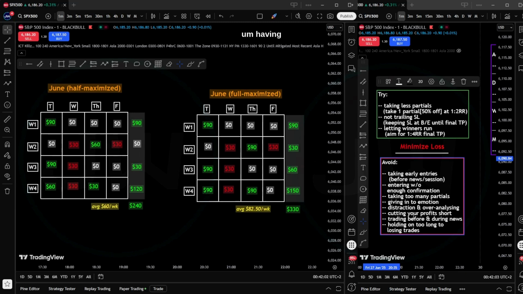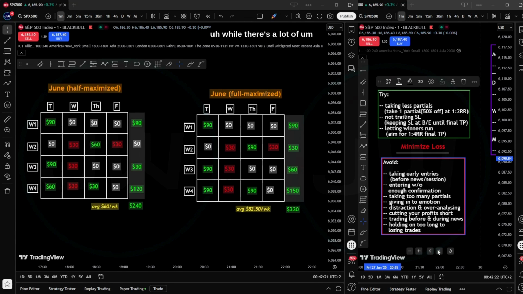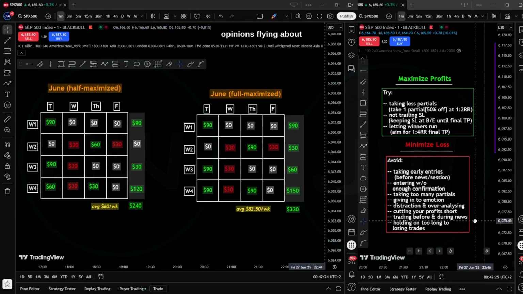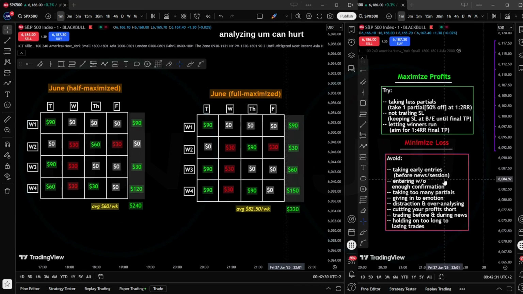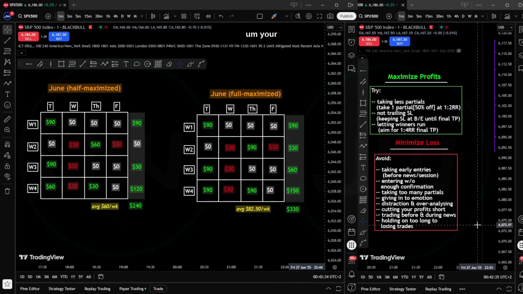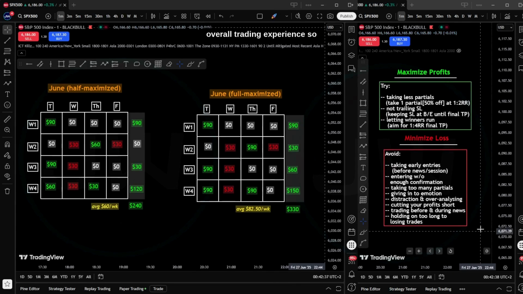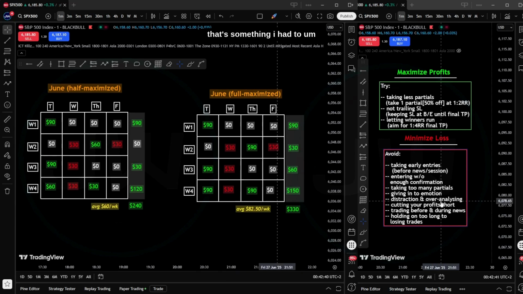A lot of having to be present and still give your piece, your sense, your input, your value, but at the same time trying to focus on the goal of trading. And while there's a lot of opinions flying about, a lot of doubt can also seep through. So a lot of distraction and overanalyzing can hurt your overall trading experience. So that's something I had to overcome over those months.